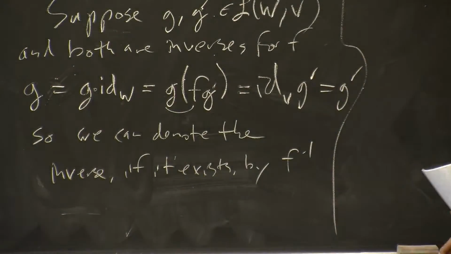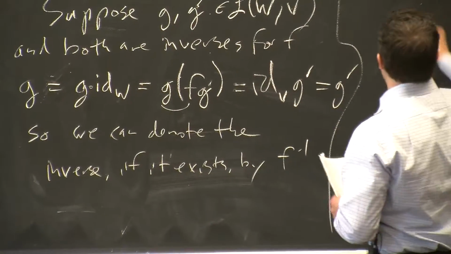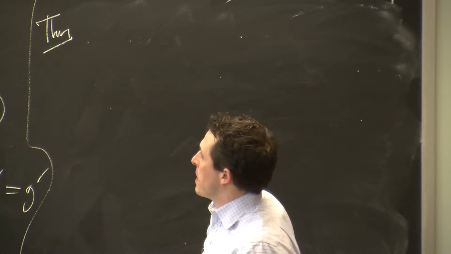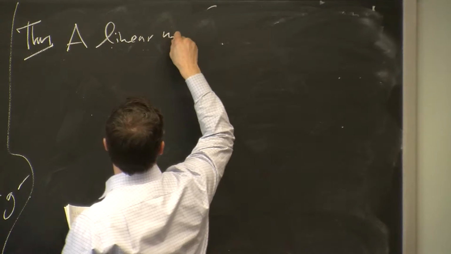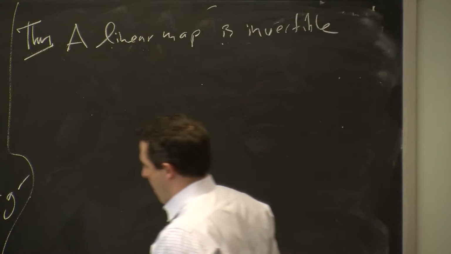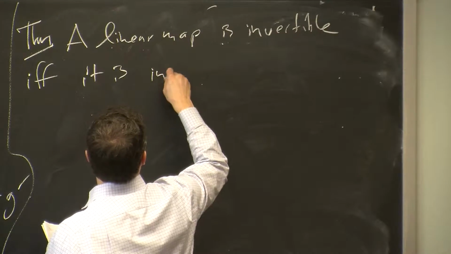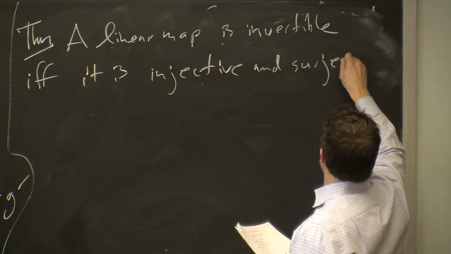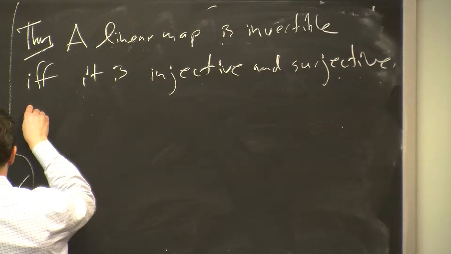And we talked last time about a particular bijective linear map. And as you might guess, invertibility coincides with it being injective and surjective. A linear map is invertible in this sense if and only if it is injective and surjective. So let's prove both directions.